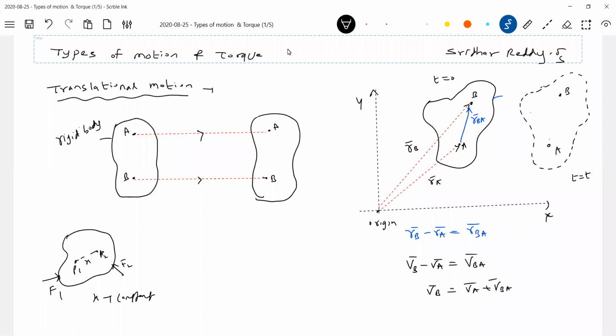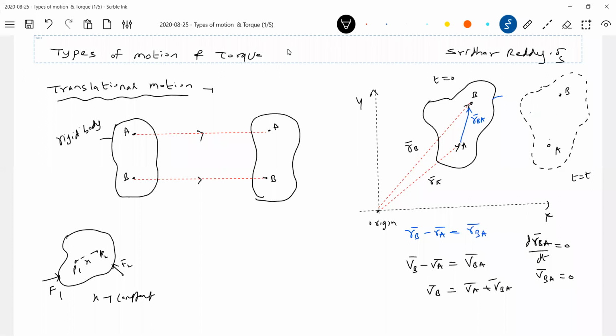And now, what do you mean by translative motion? Here, the translative motion is such that dRBA bar by dt will be 0. Means the distance between any 2 points will not change. Similarly, VBA bar will be 0.